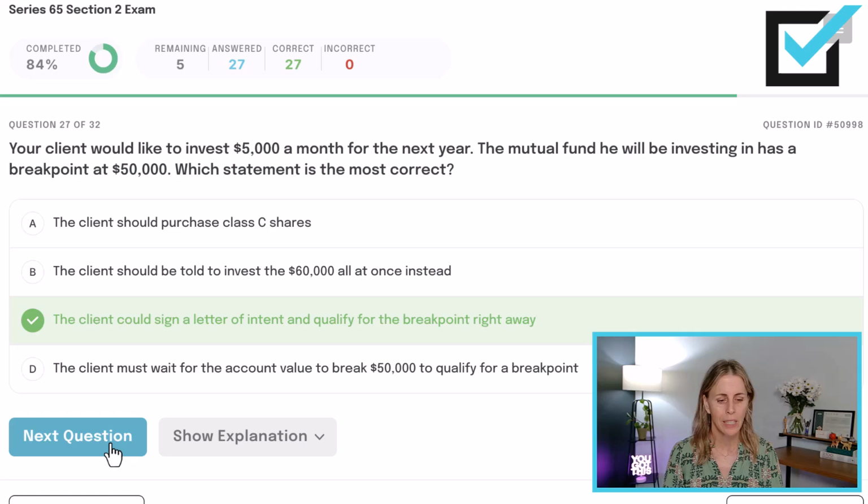So what the mutual fund company is going to do is keep some of those shares in an escrow account, charge the reduced sales charge up front, but in case the letter of intent is not fulfilled, they will sell off some of those shares to pay the additional sales charge. So letter of intent good for 13 months.